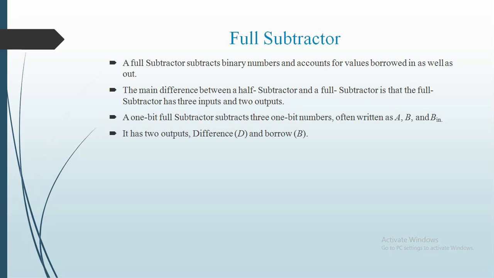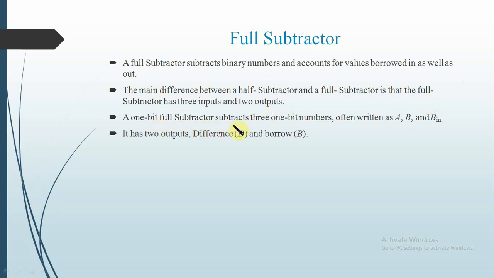third is considered the borrow input, and 2 outputs, that is the difference and borrow output. The binary numbers account for values borrowed in as well as out. The main difference between half subtractor and full subtractor is that full subtractor has 3 inputs and 2 outputs.